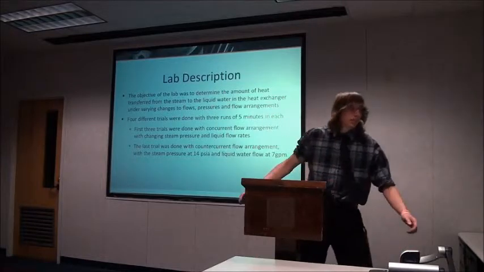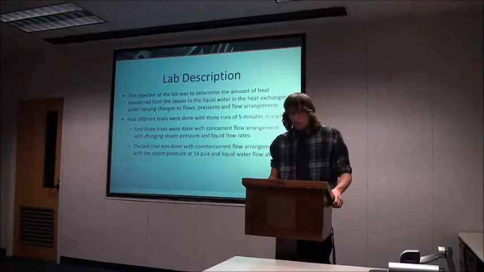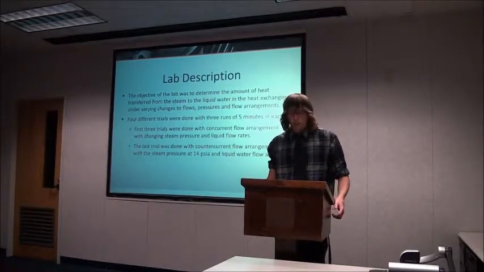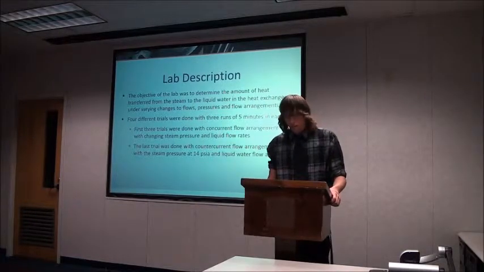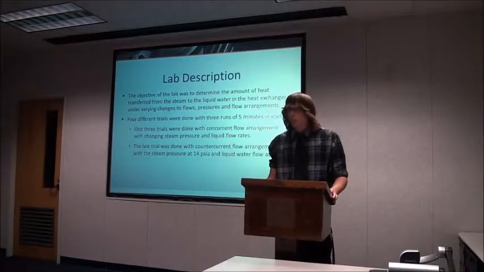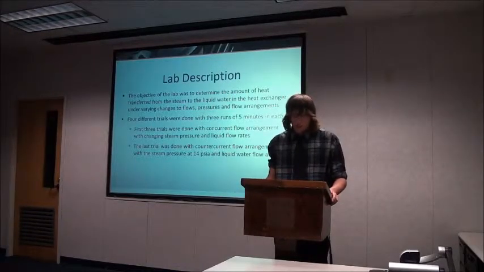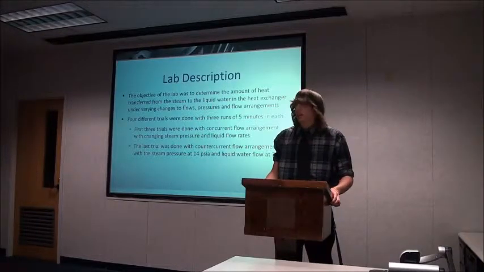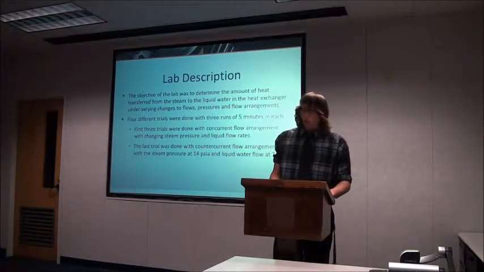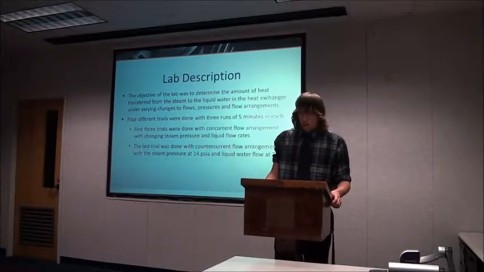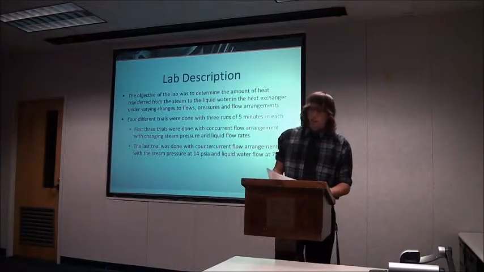Now for the lab. The objective of the lab was to determine the amount of heat transferred from steam to liquid water in the heat exchanger under varying flows, pressures, and flow arrangements. For the first trial, we used 14 psi for steam and 4 gallons per minute of liquid water. The second trial was the same steam pressure, but increased the flow of the water to 7 gallons per minute. And the third trial was 8 psi of steam and 7 gallons per minute of water. For the last trial, it was done as a countercurrent flow instead of co-current, and the steam pressure was 14 psi and the liquid was 7 gallons per minute.